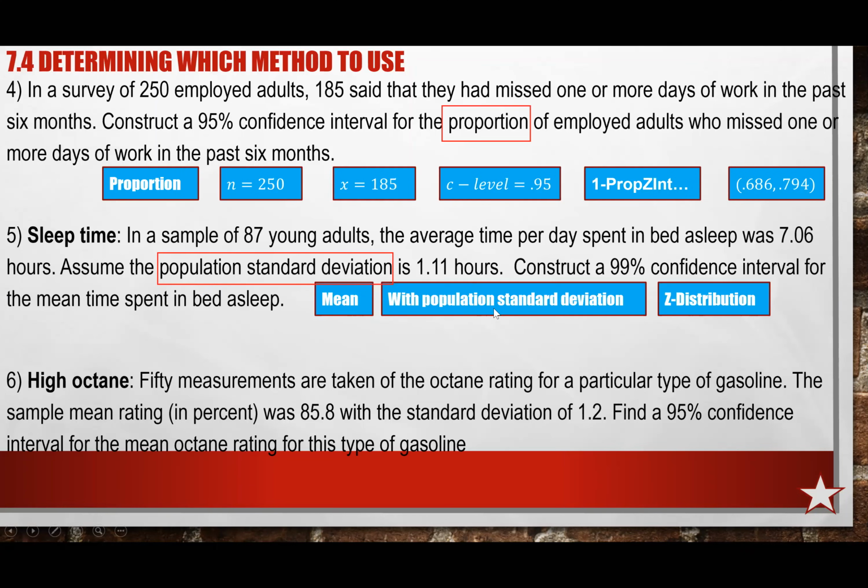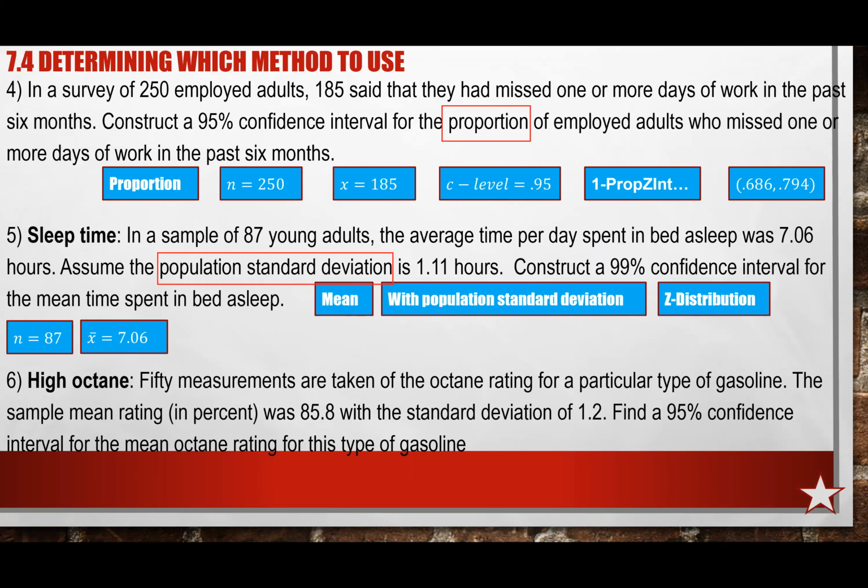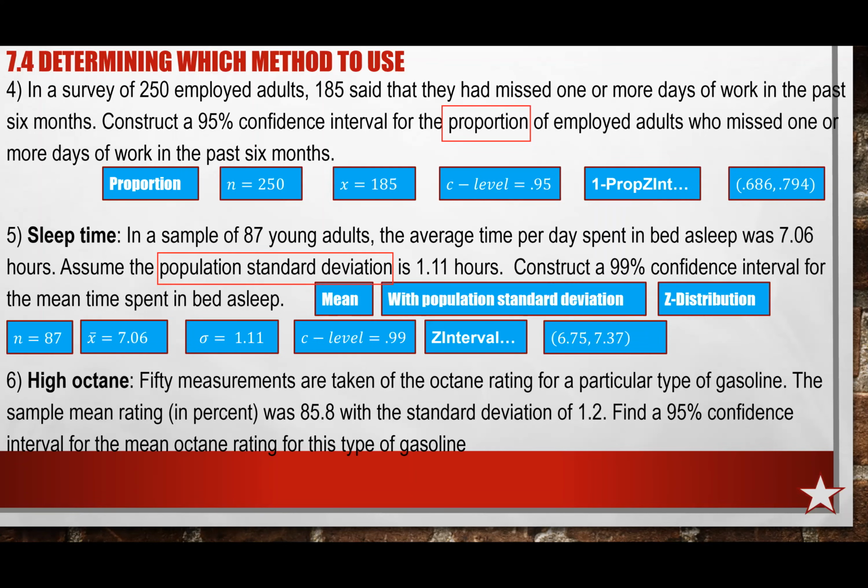Looking at this, they spell it out. So we know that we have a population standard deviation. Therefore, we're using the z distribution, where we need the n, which is 87. We need the x bar, which is 7.06, the mean. And then we need the standard deviation, which is the population standard deviation, 1.11. And then we need a confidence level. Then this is the feature that we tell our calculator to calculate, which is the z interval. If you type in all the numbers I have, you should get the confidence interval of 6.75, 7.37.